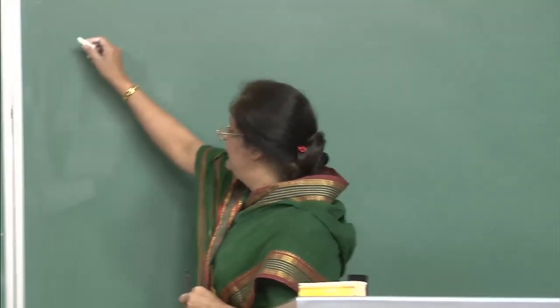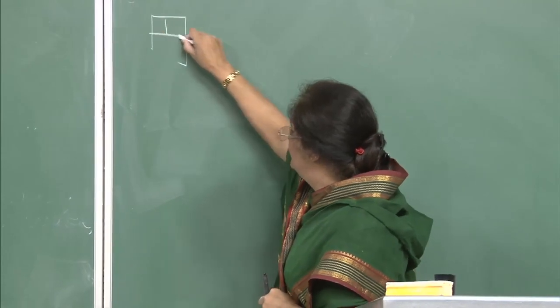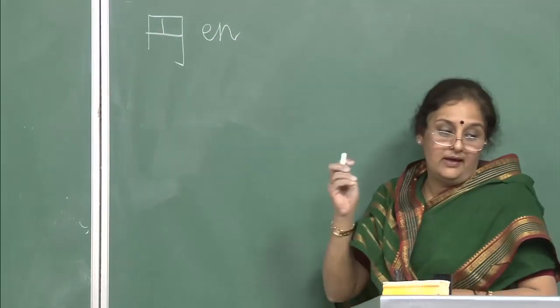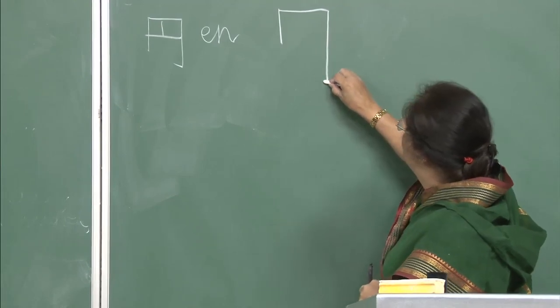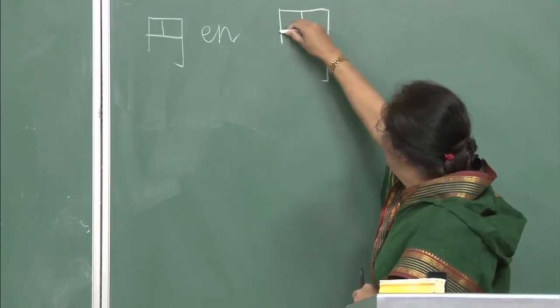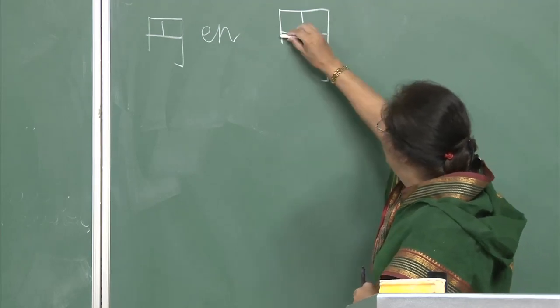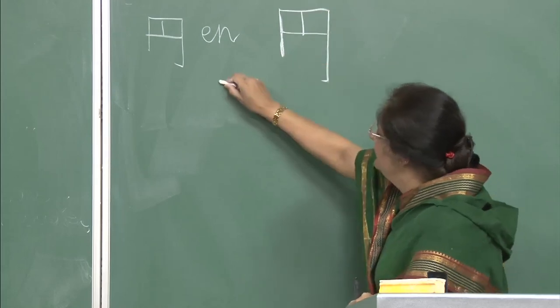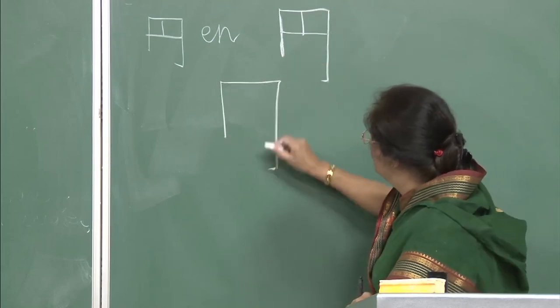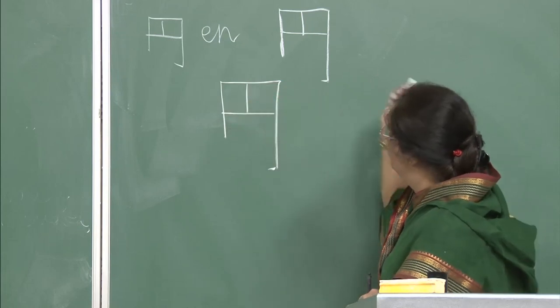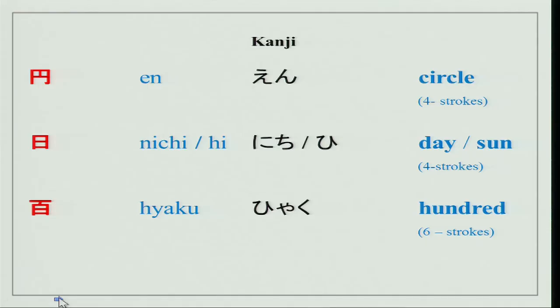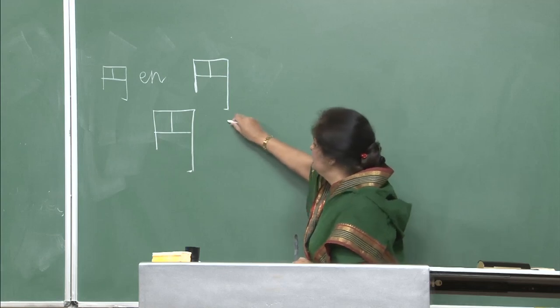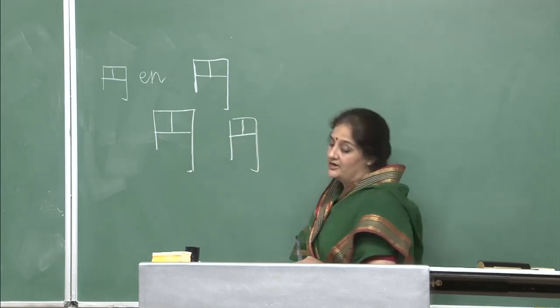One of them is en. En is written like this. 1, 2, 3 and 4. Okay, it's a little small, I'm sorry. Once again, 1, 2, 3 and 4. That is how en will be written. En means round. En also means a circle or circular. The stroke order, once again for you please, 1, 2, 3 and 4, en.